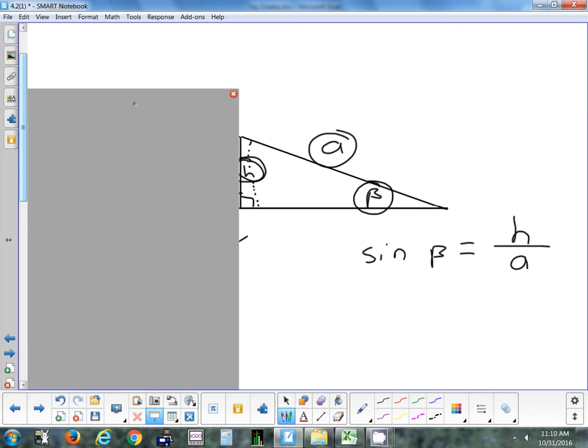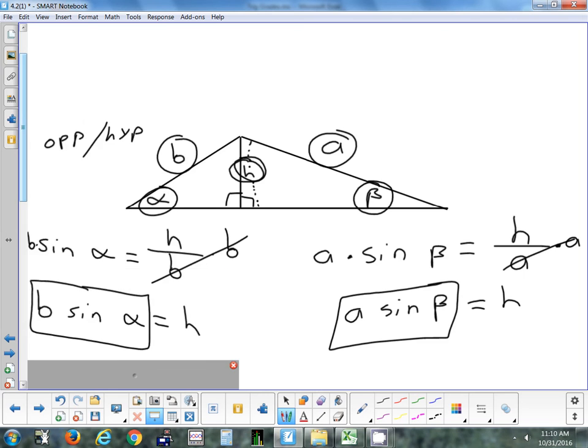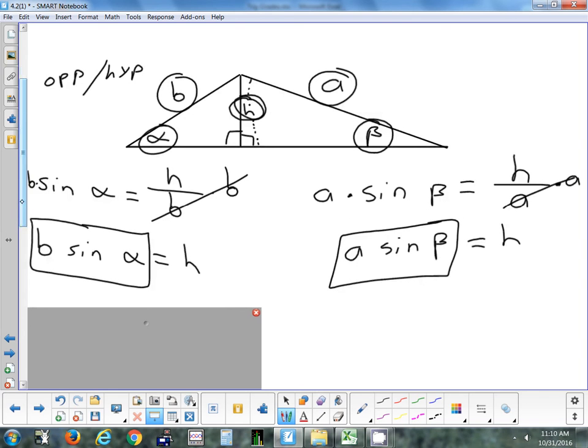I want to get h by itself. So what would I multiply each side by to do that? a. So that's gone. And I get another formula for the height, different than the first one, but still equal to the same height. So another way to calculate the height is a times the sine of beta. But both of those boxes will give you the same answer. If you do it the way on the left, you get the height. If you do it the way on the right, you get the height.